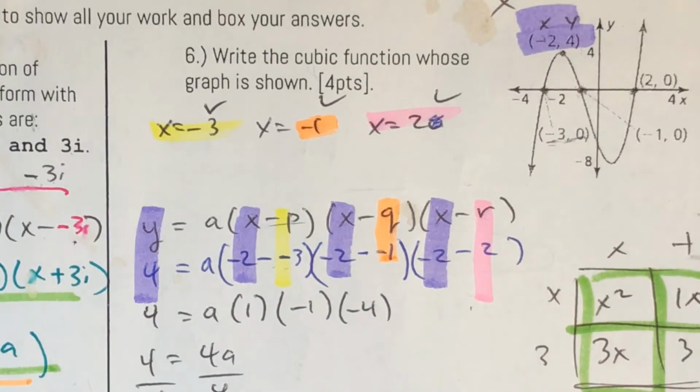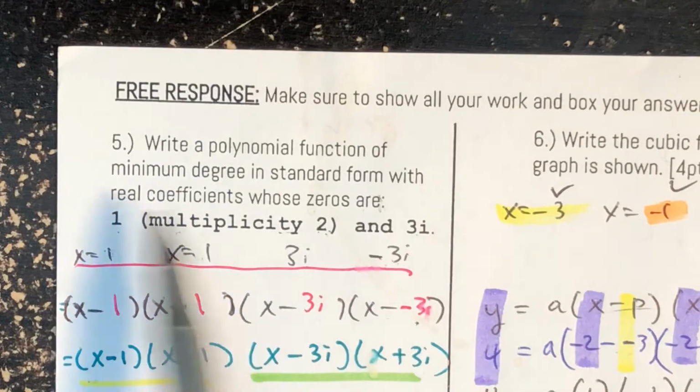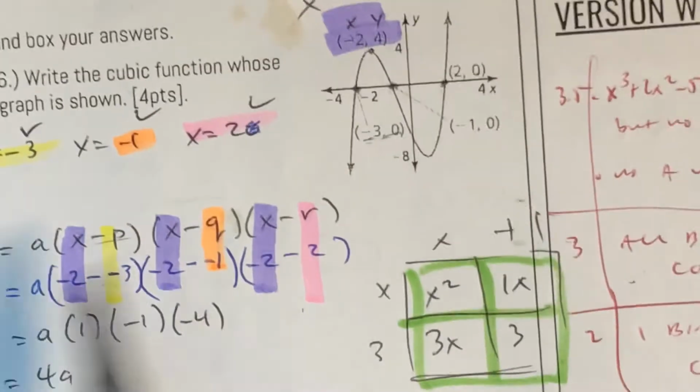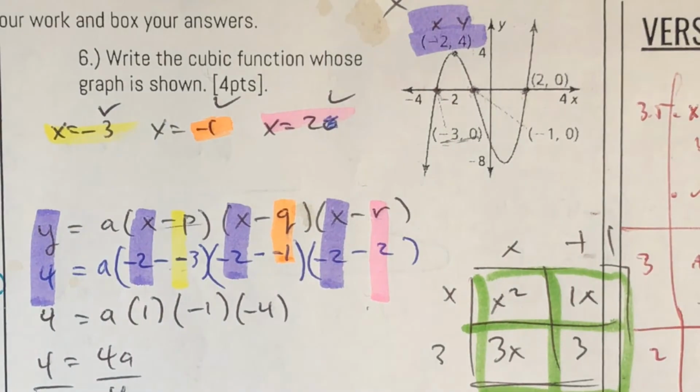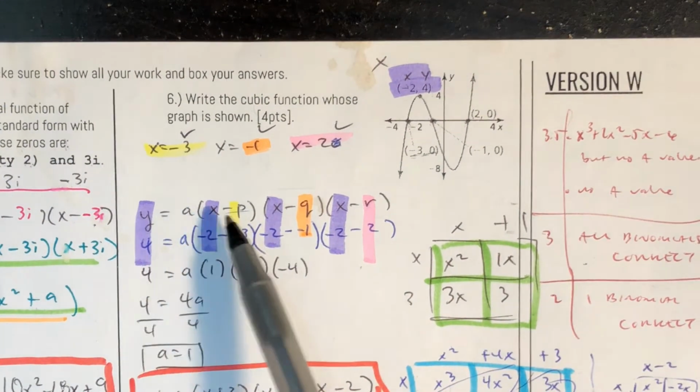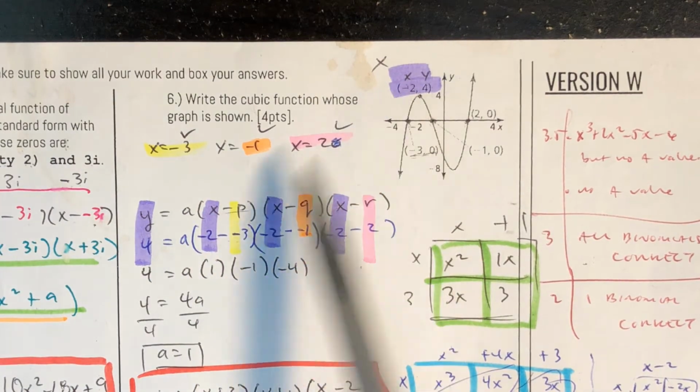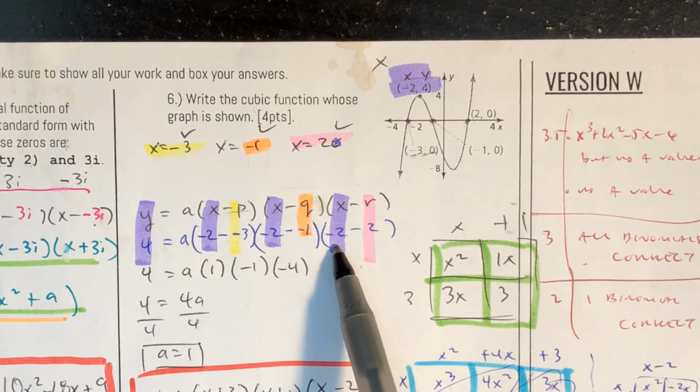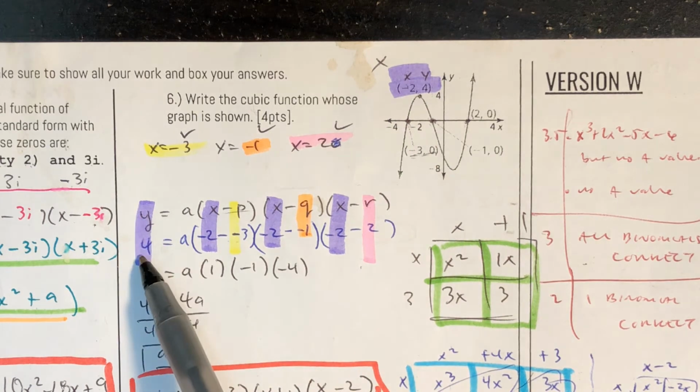Now, what's the difference between the two problems in 5 or 6? This one, you don't have to solve for an a value. This one, you do have to solve for an a value. Put all your information in. So your x is equal to negative 2 for each of those, and your y value is 4.